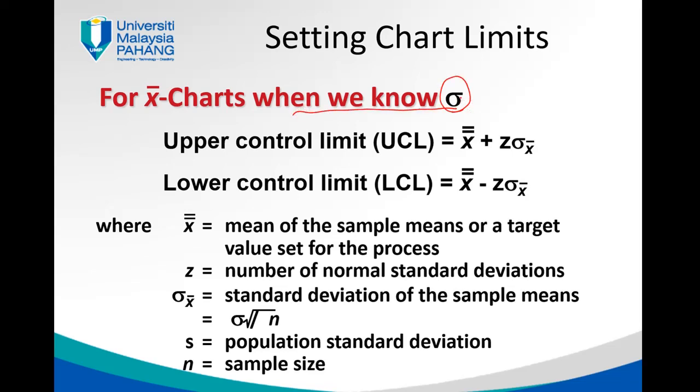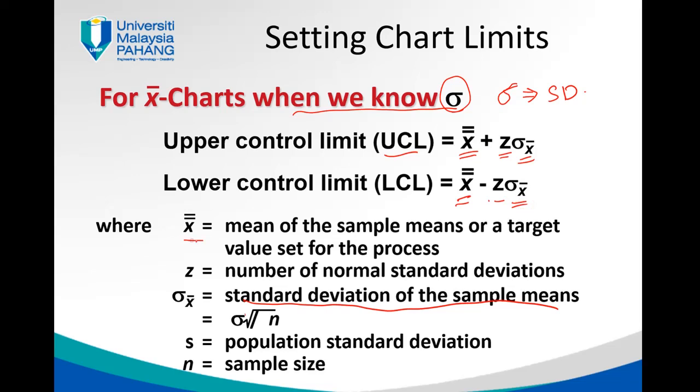the sigma here is representing the standard deviation. Okay, so the upper control limit is x double bar plus z times sigma x bar. The lower control limit is x double bar minus z times sigma x bar.